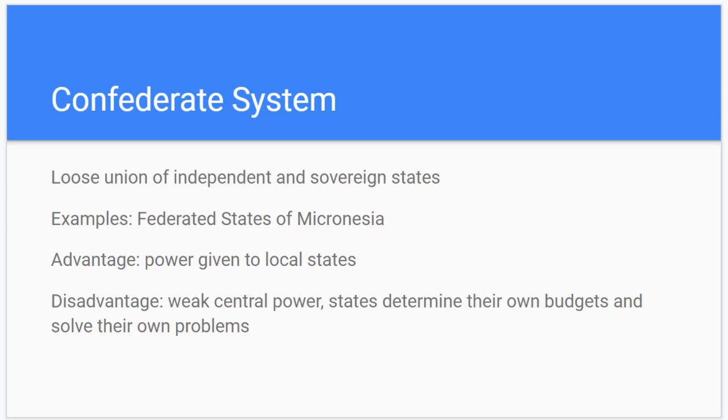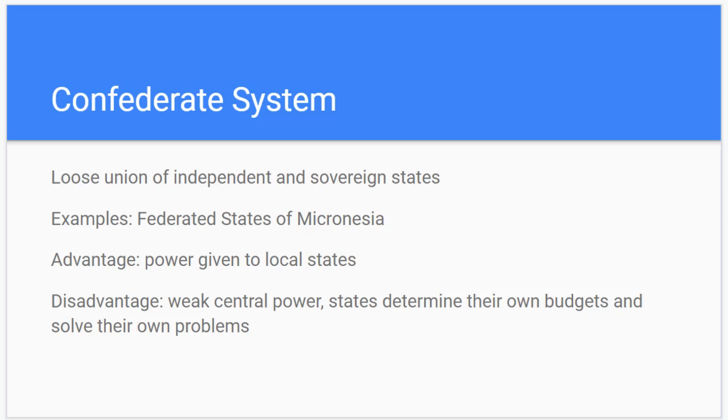The second of the three major types of governments is a confederate system. And this is defined as a loose union of independent and sovereign states. Examples are the Federated States of Micronesia. Advantages, the power is given to local states, meaning that the locality could create the laws, but the disadvantage is when there's a weak central power, the states determine their own budgets and solve their own problems.